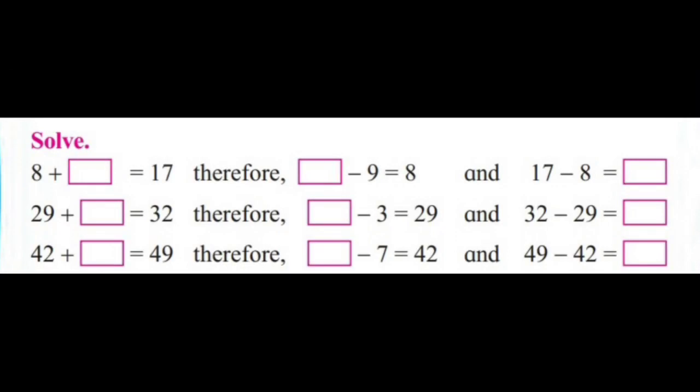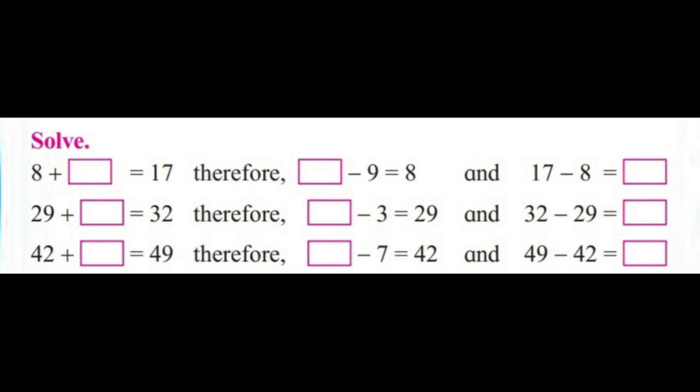Okay, now let's solve it. 8 plus box is equal to 17. Therefore box minus 9 is equal to 8 and 17 minus 8 is equal to box. So 8 plus 9 is equal to 17. If we subtract 8 from 17, we will get the answer 9. Similarly, 17 minus 9, we will get the answer 8, and 17 minus 8 is equal to 9. So this way we will fill the blank.